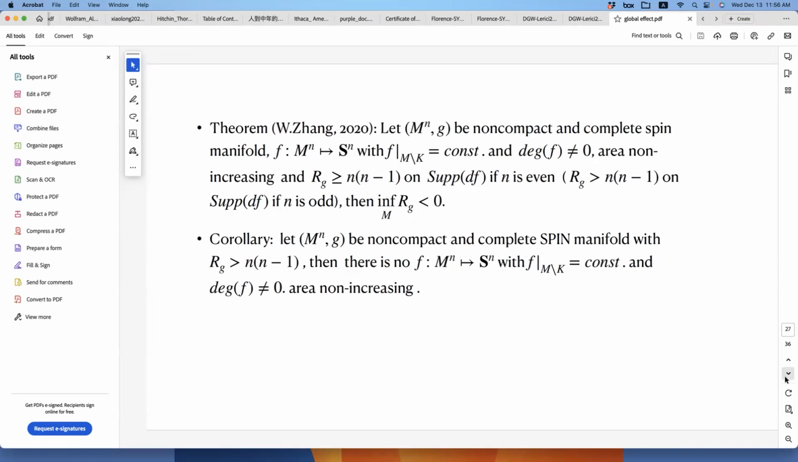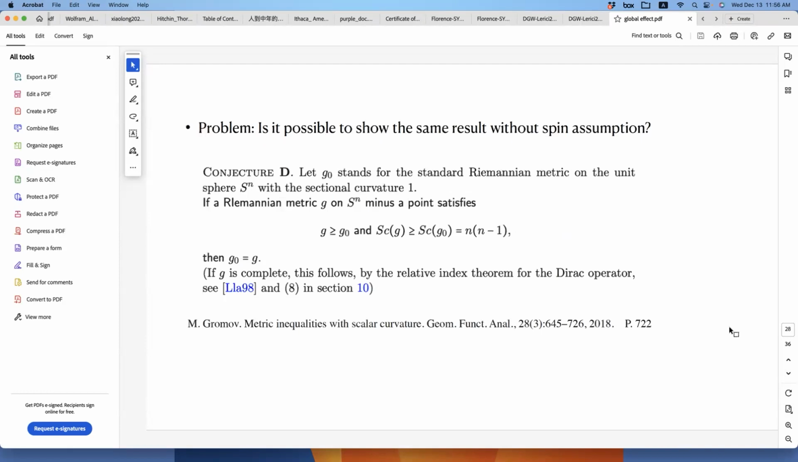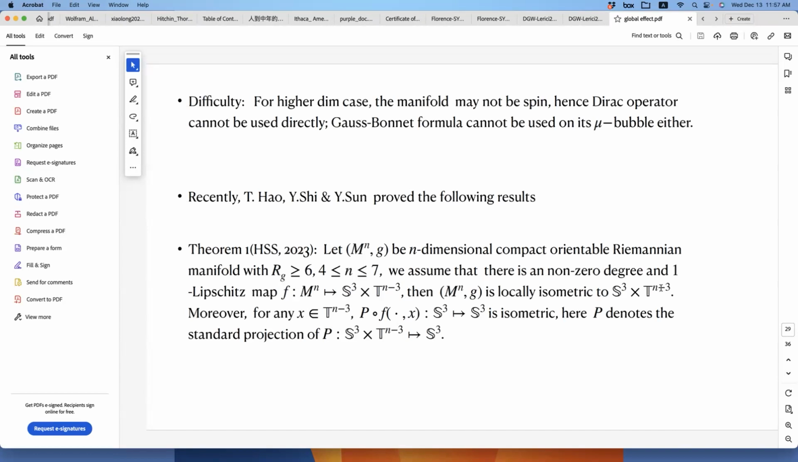Now, the problem is: is it possible to show the same result without the spin assumption? Actually, this is Conjecture D due to Gromov. He wants to show the Llarull type theorem on S^n minus a point. If the metric g is complete, then the result is true. But we still don't know if g is not complete. Now, one obvious difficulty is that for the high-dimensional case, the manifold may not be spin. So the Dirac operator cannot be used directly, and Gauss-Bonnet cannot be used in this setting either.